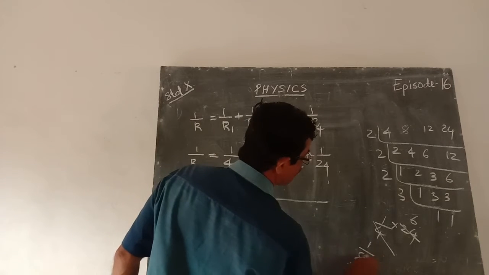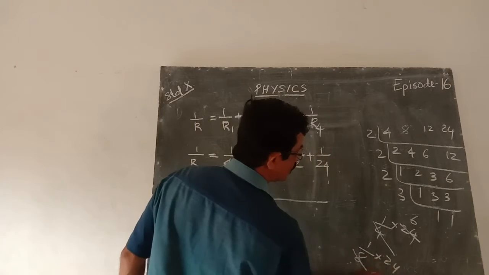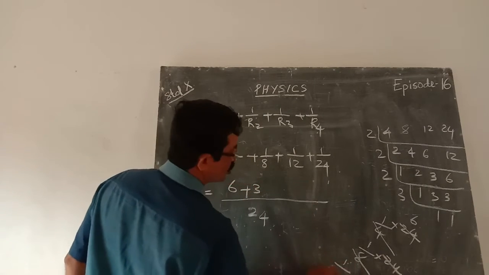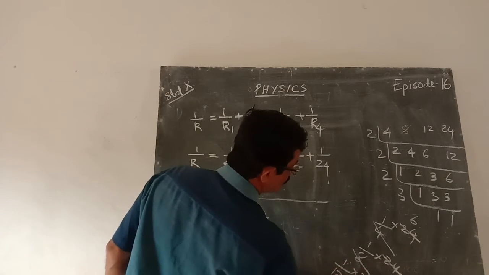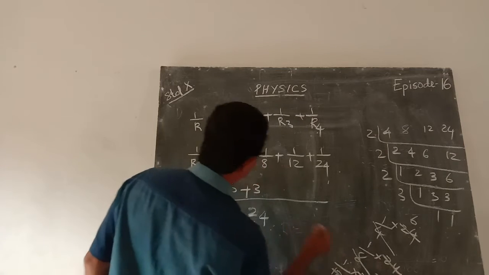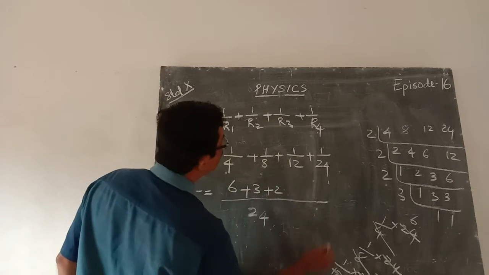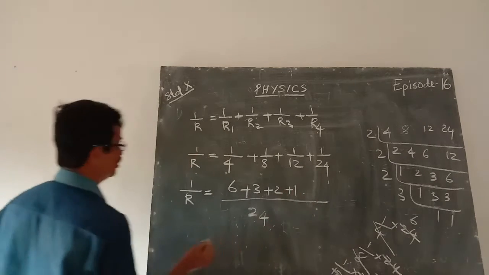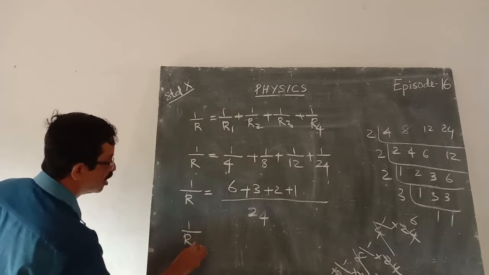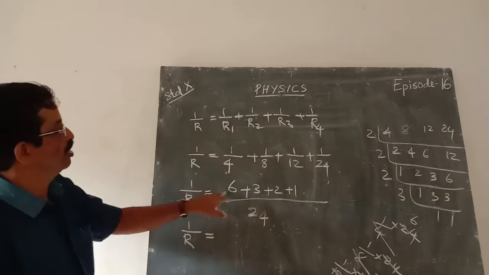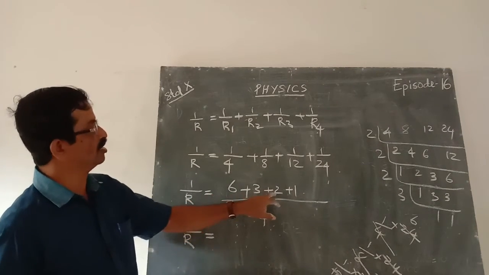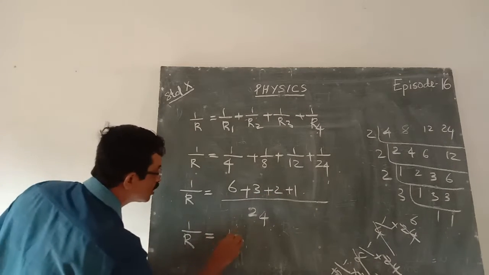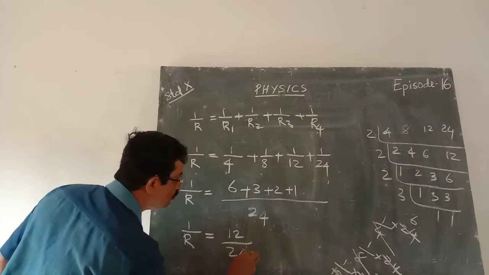Plus 1 by 8 into 24, how much? It is 3. Then 1 by 12 into 24, that is 2. Then 1 by 24 into 24, that is equal to 1. That is 1 by R is equal to 6 plus 3, 9, 9 plus 2, 11, 12. This is 12 by 24.